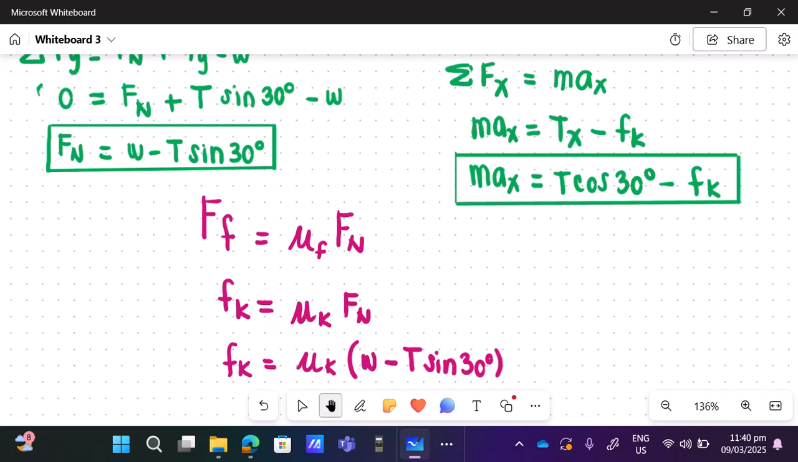So our introductory discussion for FBD ends here. I hope to see you when we'll be able to solve problems now involving these different forces. So the concepts we learned here, we're going to apply them.